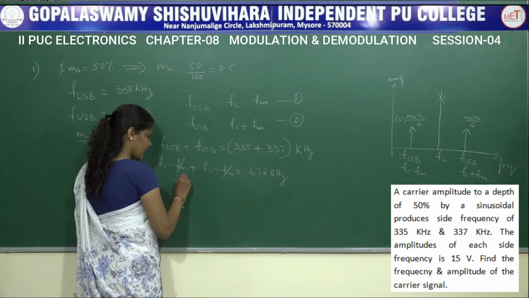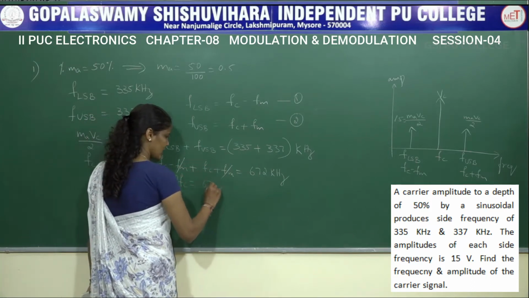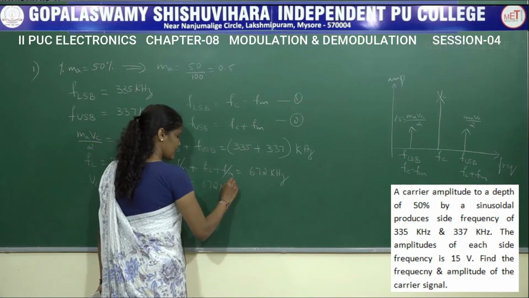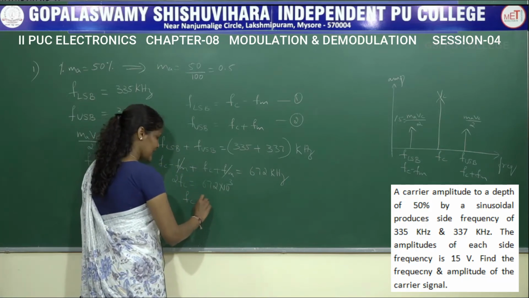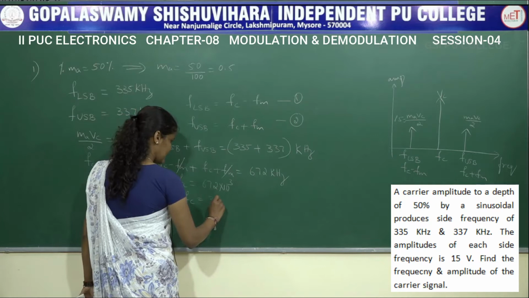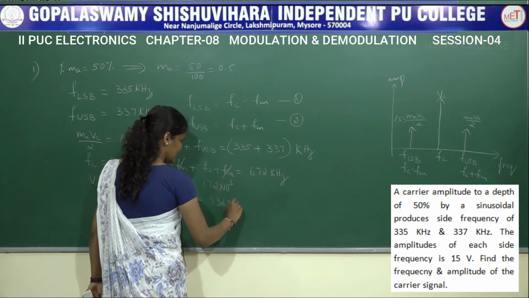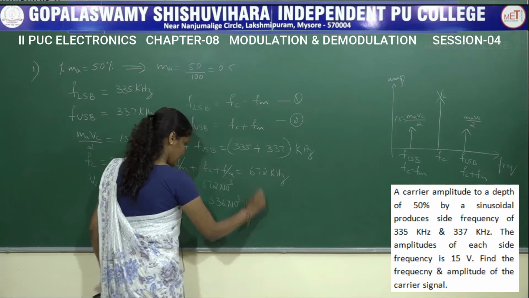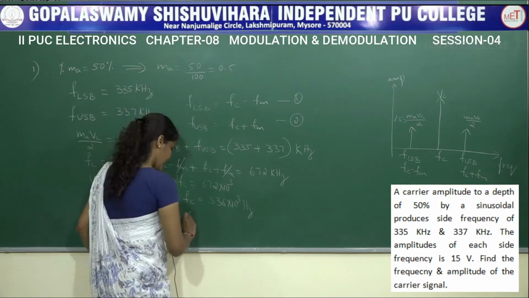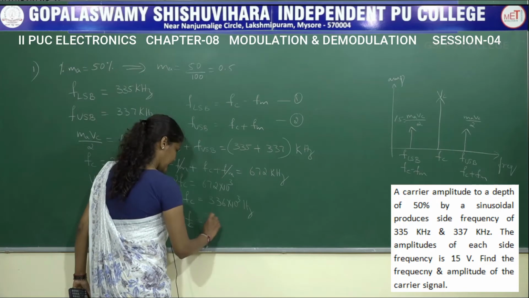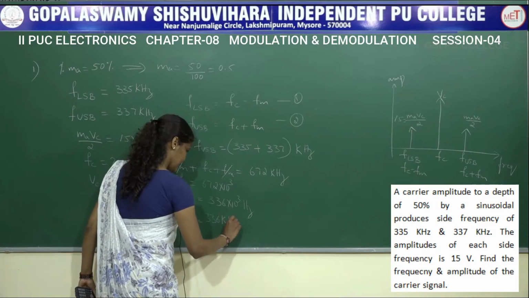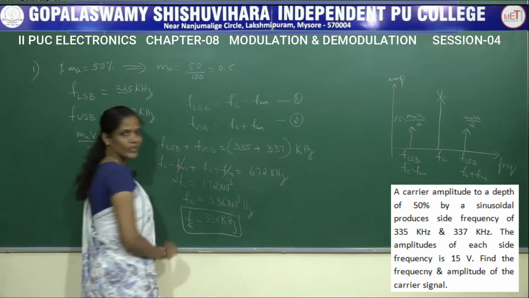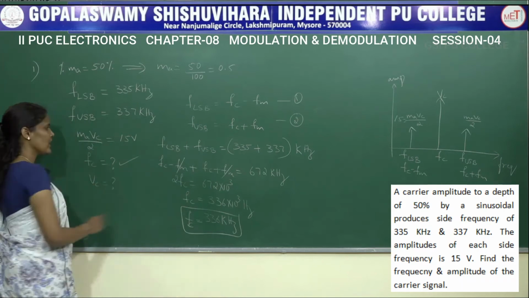I will be left with 2FC, which is equal to 672 into 10 to the power of 3, or FC is equal to 336 into 10 to the power of 3 hertz. That is, FC is 336 kilohertz. FC value is found out.